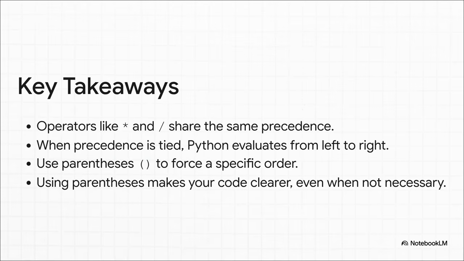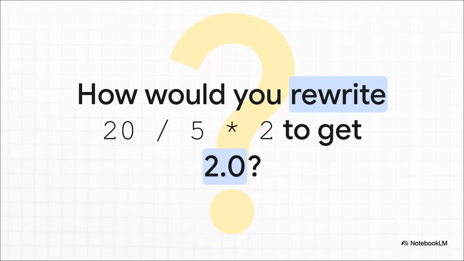And if you ever want to force a different order, you have to use parentheses. In fact, a really great habit to get into is using parentheses even when you don't technically need them, just to make your code's intention crystal clear. And that brings us to one final thought. You now know the rules, you have the tools. Looking back at our very first problem, how would you rewrite it using parentheses to force Python to calculate 5 times 2 first and get that other answer, 2.0? Think about it. That's what it means to write code with confidence.